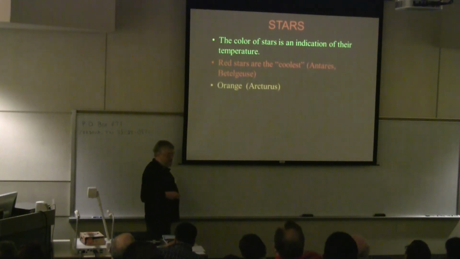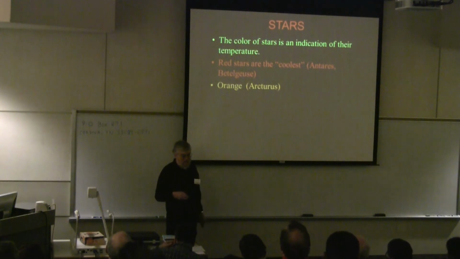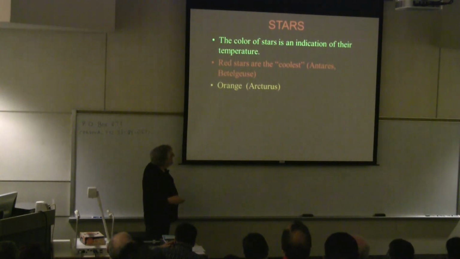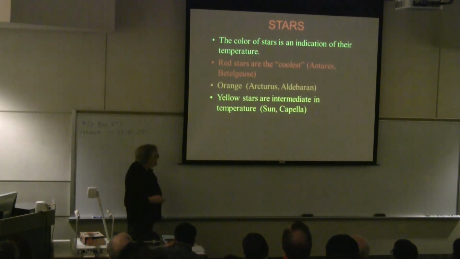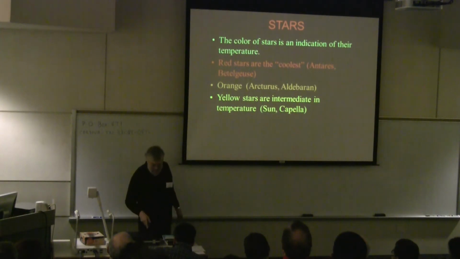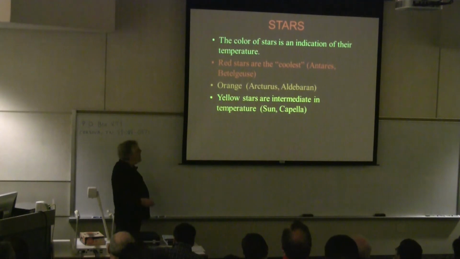Orange ones are a little hotter, a little greater in temperature. Arcturus is one such star. Aldebaran in Taurus is another orange star. The yellow ones are intermediate temperature, sort of like a candle flame, and our sun is one such. Capella, the she-goat in the constellation Auriga in the northeast on your map, that's one of the yellow stars.